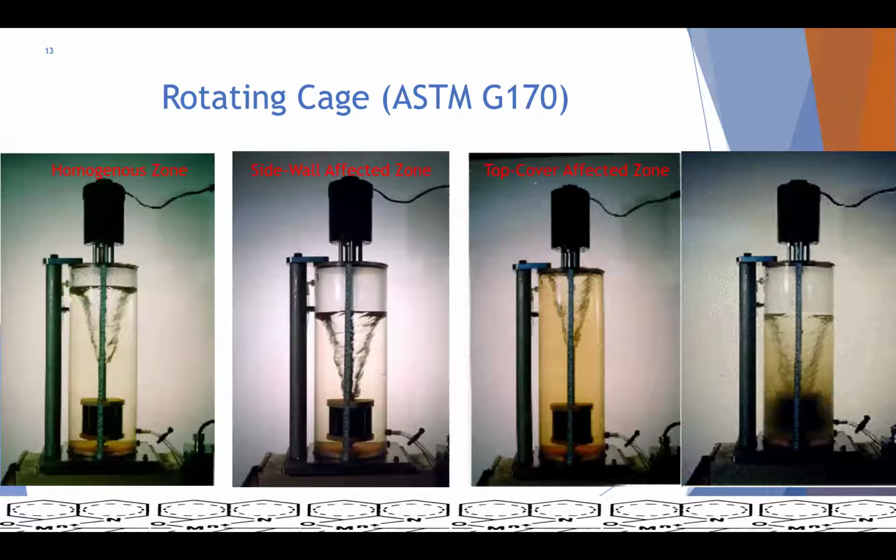The third one is the top cover affected zone. As the vortex forms, it pushes the solution up and the solution reaches the top cover, and afterwards it doesn't grow. Top cover affected zone. And finally, turbulent. If you have a high rotation speed, the turbulence penetrates into the rotating cage, into the coupon. It really creates aggressive corrosion as well as erosion behavior.